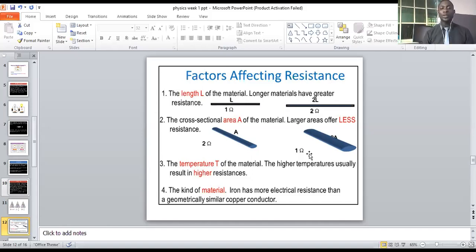Number 3 is the temperature. The higher the temperature, the higher the resistance. That is, the temperature is directly proportional to the resistance. If there's an increase in temperature, it brings about an increase in the resistance also. I hope you are following.